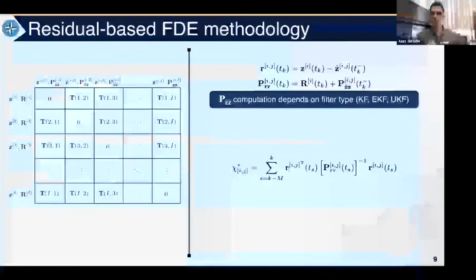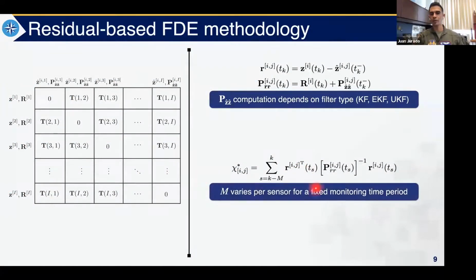Once we have that, we define a measurement time window, a time period. Like I mentioned, in the examples I will show you, that window is 30 seconds. Over 30 seconds, each sensor can experience a different number of samples. If I have an update rate of 1 Hertz, then over 30 seconds, I have M equals 30 samples. If I'm at 2 Hertz, M equals 60. And so for a fixed monitoring time, the chi-square test for a particular sensor subfilter combination is going to be composed of a different number of samples, meaning a different number of degrees of freedom for the chi-square test.